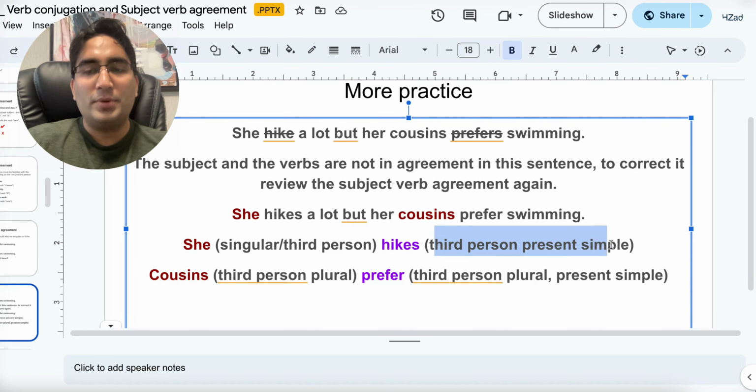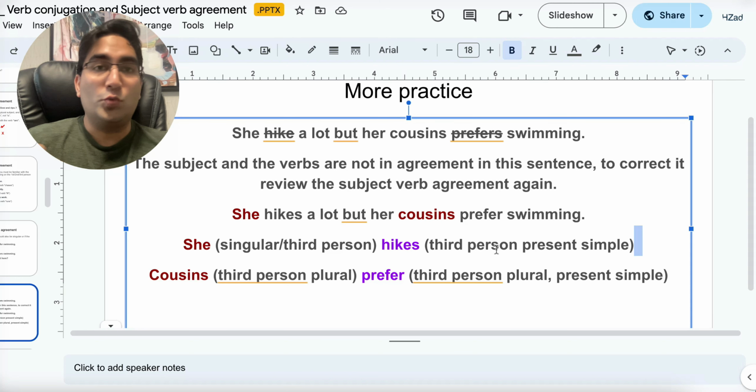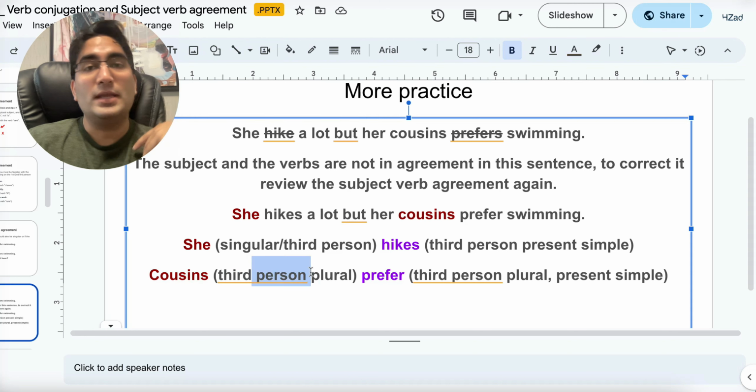Hikes is third person present simple. We'll look at this more when we go into tenses. But this is a present tense, hikes. And when you use present tense, it means it can happen daily. Maybe she hikes daily, maybe weekly, or a few days in a week. It happens on a routine. Generally, she hikes. And in this case, cousins is plural. It's a third person because it's not you and me. And it's multiple because it's cousins. So then you would have prefer without the S. It's a third person plural, and again, we're using present simple tense.